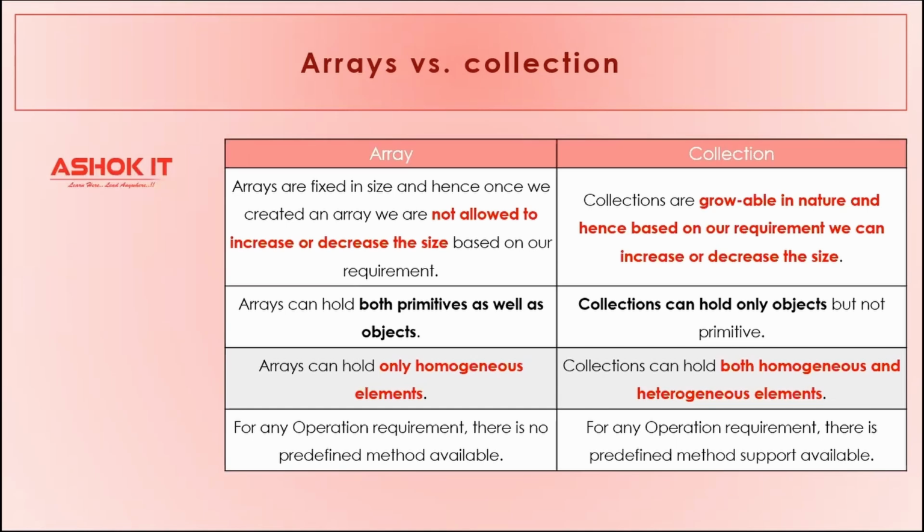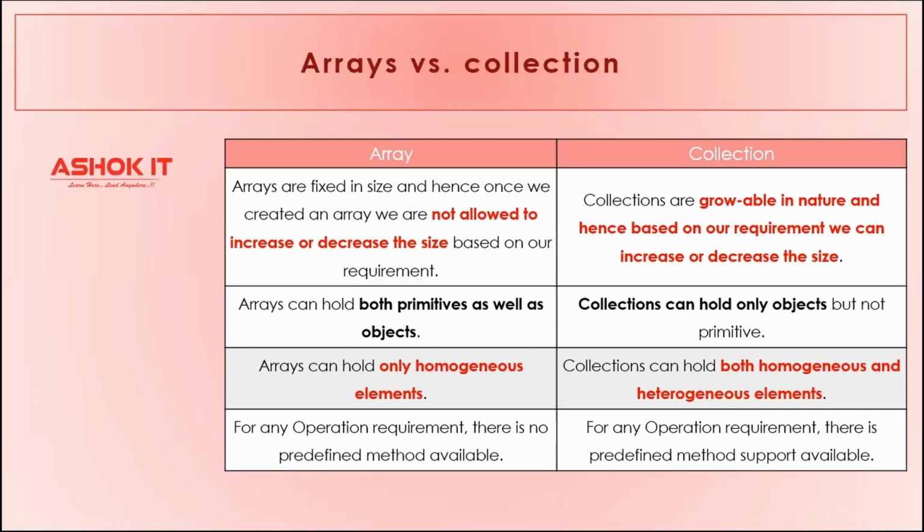And arrays can hold both primitive as well as object types, whereas collection can hold only objects but not primitive type of data. Arrays can hold only homogeneous elements, that means the same type of data, whereas collection can hold both homogeneous and heterogeneous elements, same and different types of data.